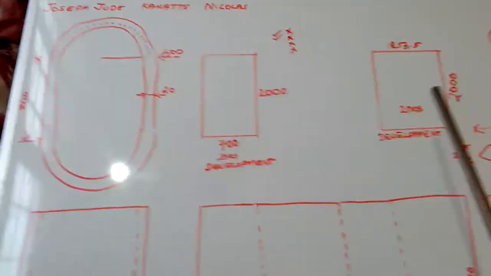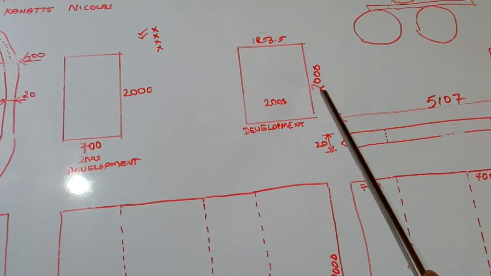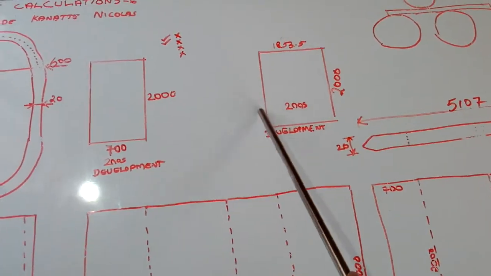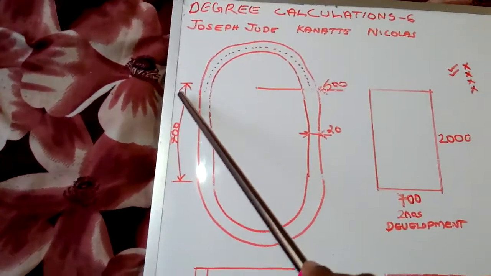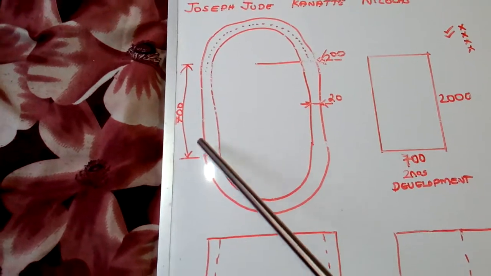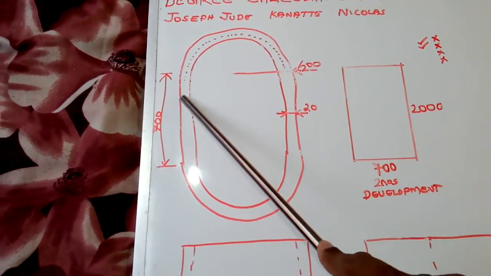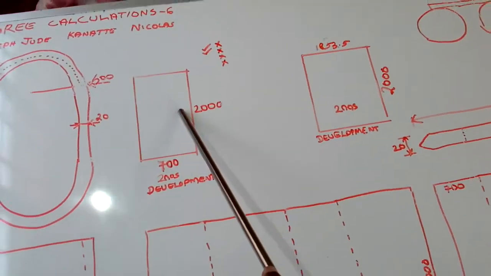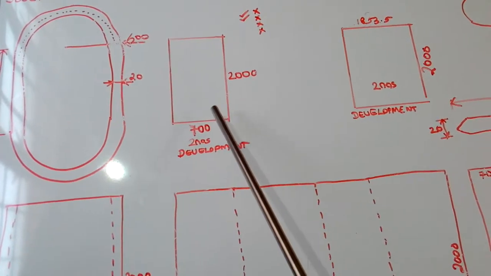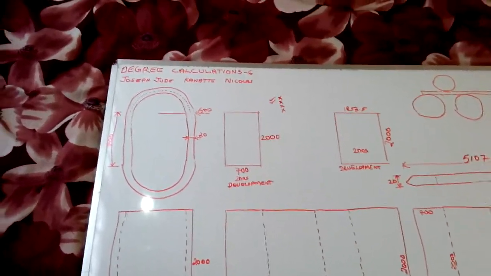If we do this kind of development, increasing 100 plus 100 in this area, what will happen? There is no need to make 700. From this 700 we can decrease 100 mm here, and from here also we can decrease 100 mm. So in this development there is no need to write 700 here. We have to decrease 100 from here and 100 from here. That is the third method.